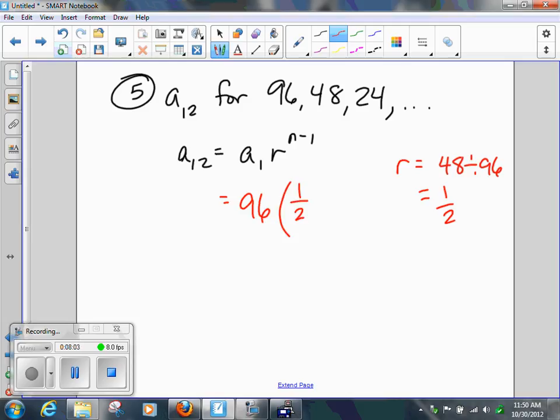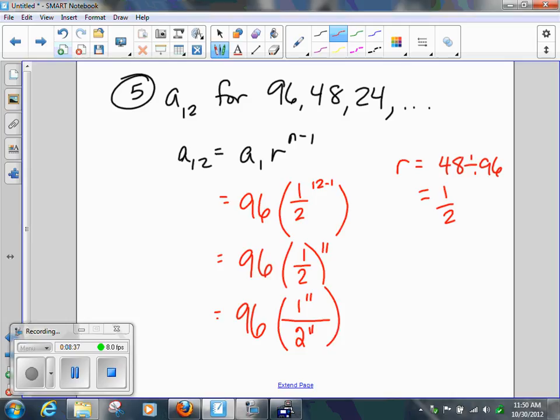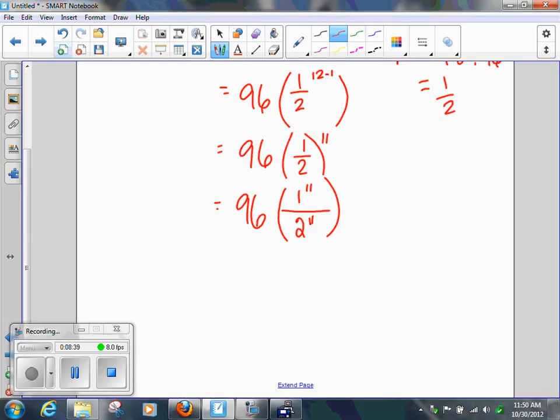And how many numbers, guys? 12 numbers. So it's going to be 12 minus 1, which is 1/2 raised to the 11th power. It's going to be a huge little number. You've got to remember, folks, that when you have a fraction raised to a power, you actually have 1 to the 11th over 2 to the 11th power. This is going to give us a huge little number. The number on the bottom should be pretty big.